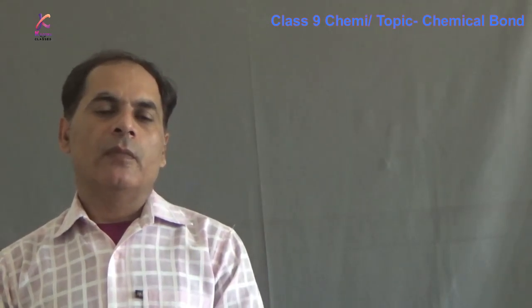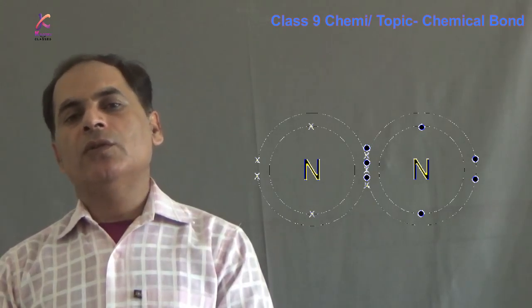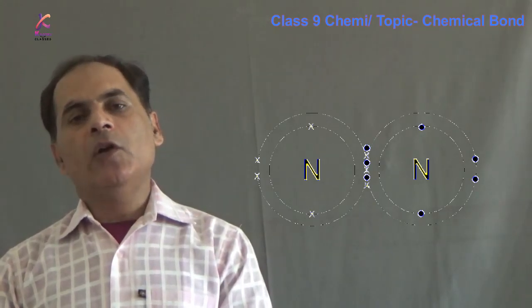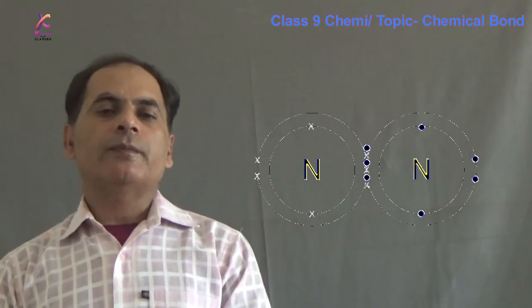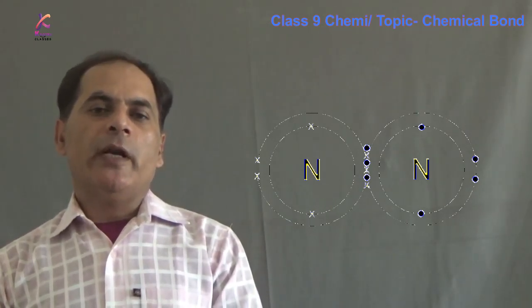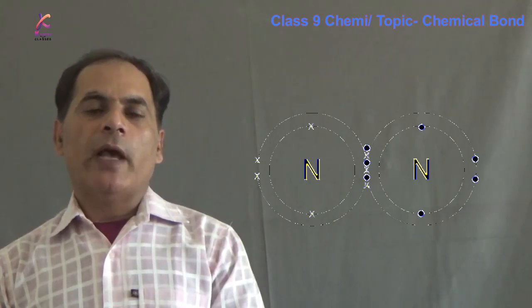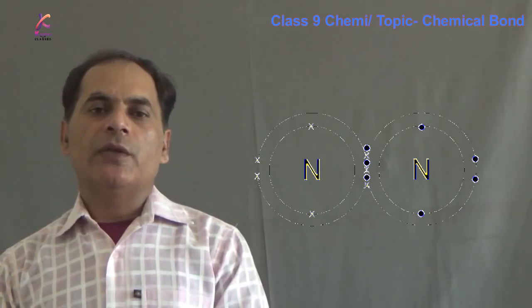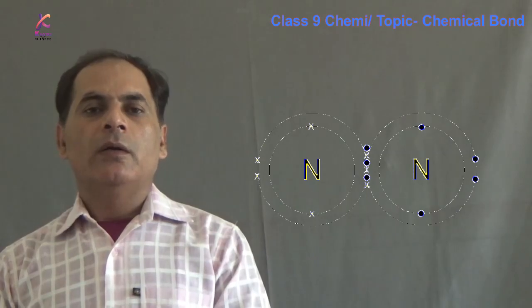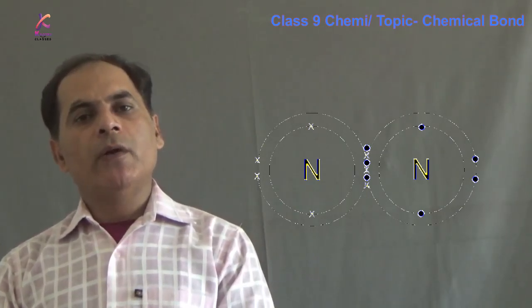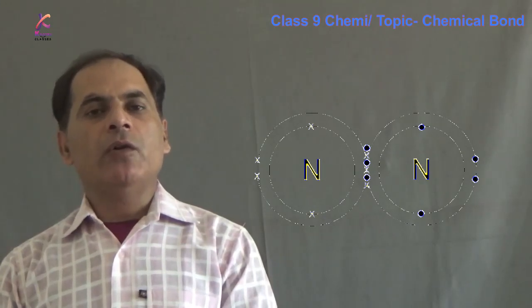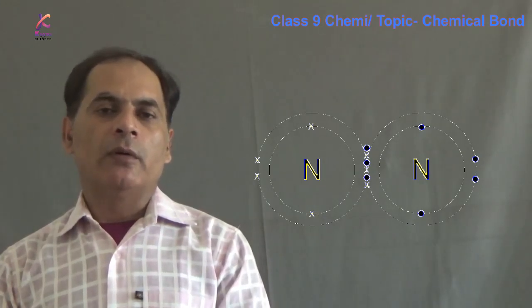We will see another example which is having triple covalent bond. Triple covalent bond in nitrogen molecule. In nitrogen atom there are 5 electrons in the outermost shell, of which 3 electrons are unpaired and 2 electrons are paired. These unpaired electrons will form the bond.